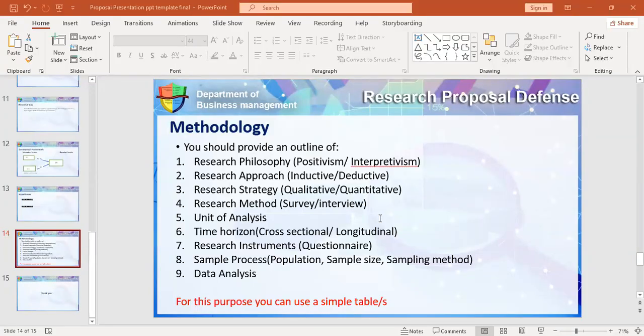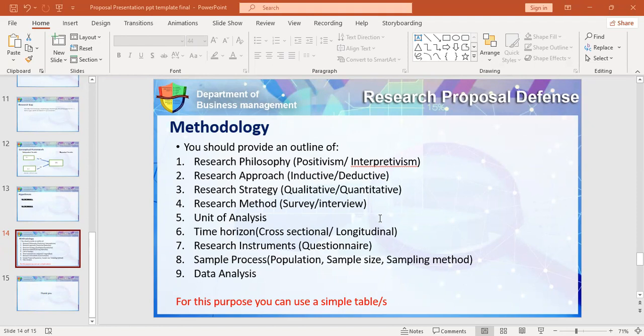So when we consider research approach, that can be inductive or deductive. Normally, inductive research uses more qualitative analysis to find some patterns and to develop theories. And in the deductive approach, we use statistical analysis to test some theories and hypotheses. So depending on that, you can choose your research approach.